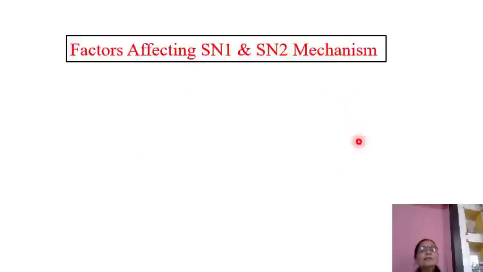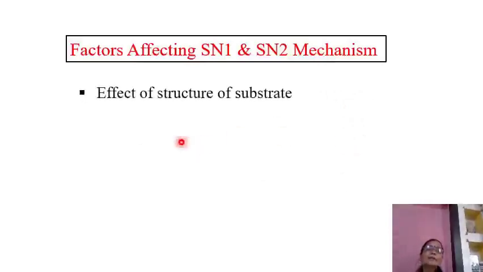Case of SN1. Now there are various factors which affect the rate of SN1 and SN2 mechanism. First is the effect of the structure of the substrate, whether the substrate is a tertiary halide or a primary halide. Depending on the structure of the halide starting material, the SN1 rate will be faster or the SN2 rate will be faster.